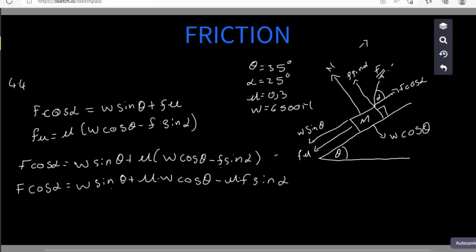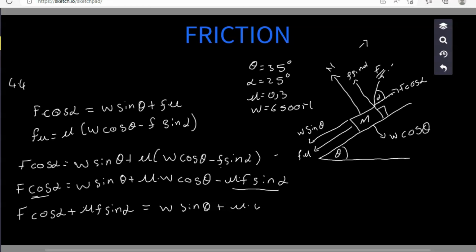And then from here we want this term to be on the same side of the equal sign with this term, because we want to factor out the F which we are looking for. We want to take F common. Then we will end up with something like this: F cos alpha positive mu F sine alpha is equal to W sine theta plus mu times W cos theta.